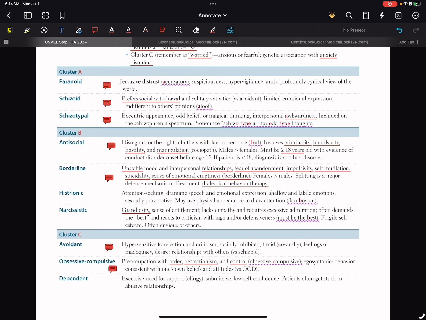Antisocial: disregard for the rights of others with lack of remorse, bad. Involves criminality, impulsivity, hostility, manipulation, sociopath. Males more than females. Must be more than 18 years old with evidence of conduct disorder onset before the age of 15. If the patient is less than 18, it is diagnosed as conduct disorder. So this patient will do criminal things, he steals, he does bad things, and in childhood he would have been in a juvenile center or whatever. So yeah, this is antisocial.